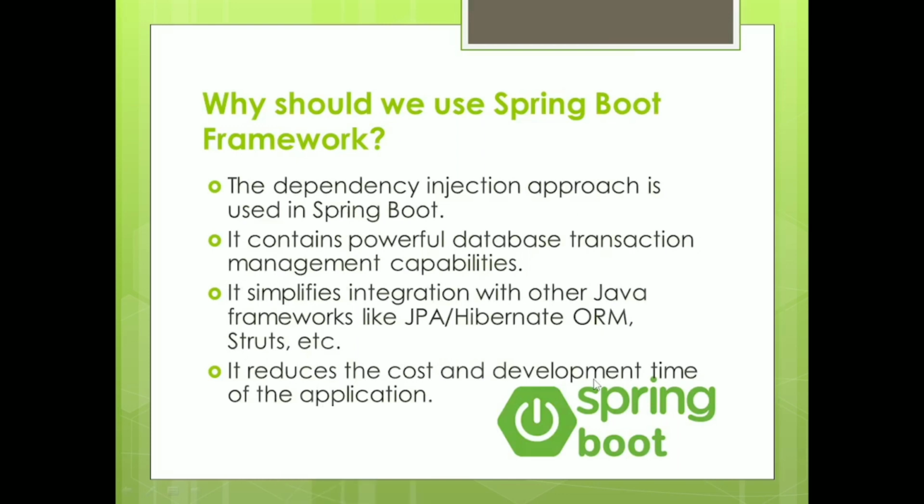This is dependency injection. The dependency injection approach is used in Spring Boot. What is the meaning of dependency injection? Dependency injection means that one class is depending on another class. Just like I want to give an example. Suppose you have one class whose name is Car, another class named Engine. So the Car class depends on the Engine class. That is called dependency injection.